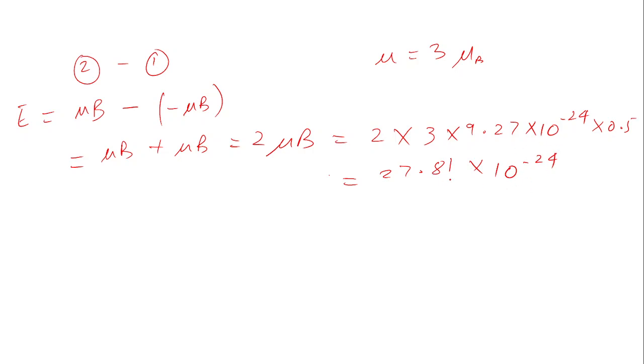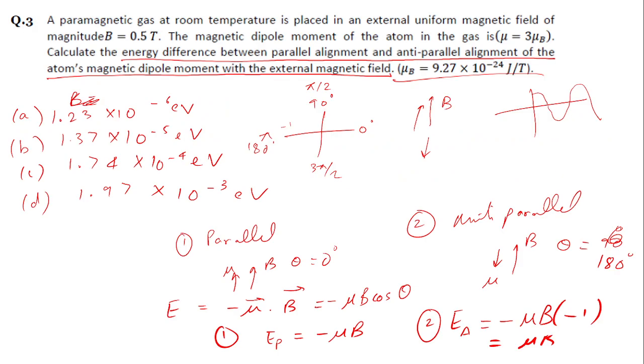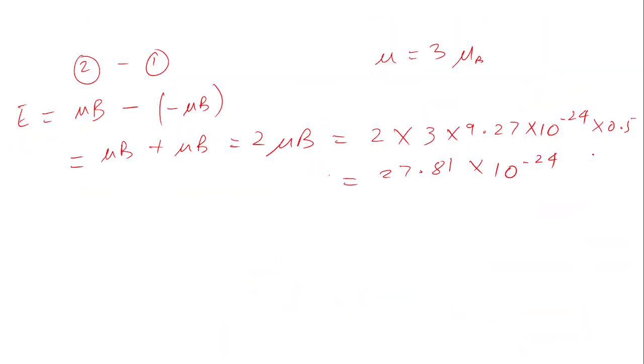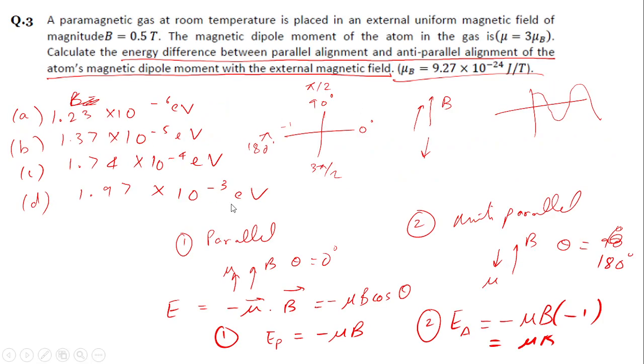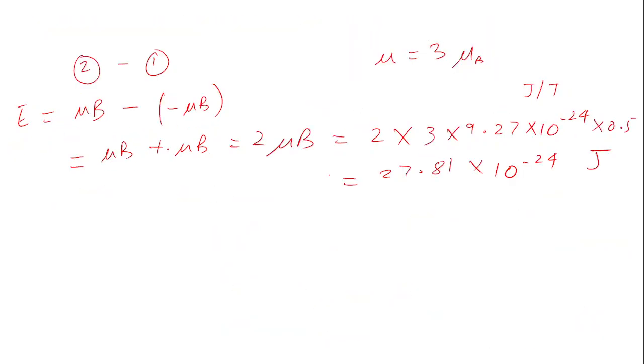So right now the answer is in joule, because we used the Bohr magneton which was in joule per Tesla. My answer is in joule, and all the options here are in electron volt. So I need to convert. Now we know 1 electron volt is 1.6 times 10 to the power minus 19 joule. So to change this answer from joule to electron volt, I need to divide.